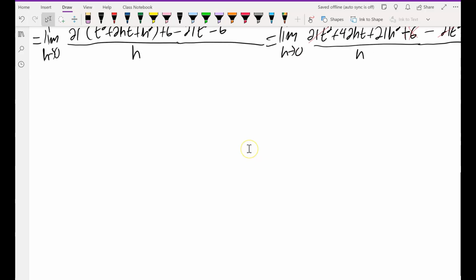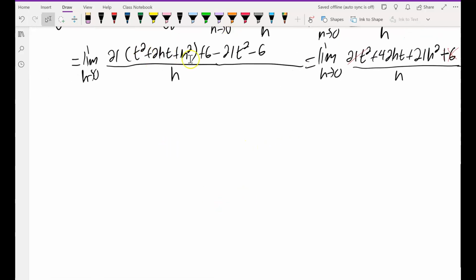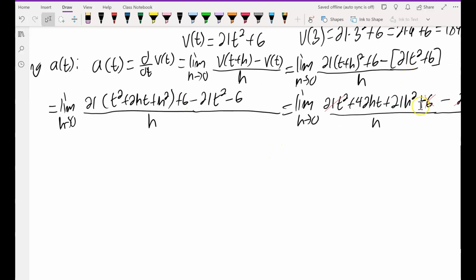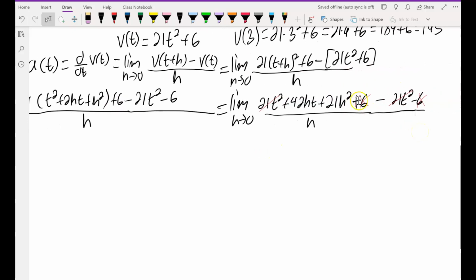And so I was able to go back to this part here and look at this part here and ask myself, did I forget to write something down? And I noticed I forgot to write down that 6. So the negative 6 wasn't canceling at first. And so that told me, hey, I made a mistake. I looked for it and then I found it quickly, okay? And now that we see that, we could rewrite this as the limit as h approaches 0 of 42ht plus 21h squared over h.